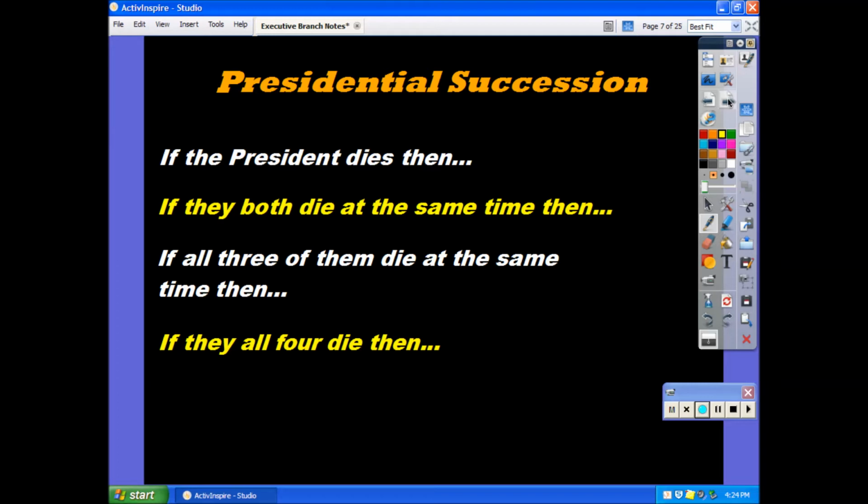What if they all 4 die? Okay, we're getting ridiculous here, but understand the Constitution really tries to take into account all the possibilities, just so we don't end up in a situation where we don't have a leader. We don't have someone who represents the country. So if they all 4 die, then we begin to look into and use the members of the president's cabinet. The president's advisors become then the focal point.